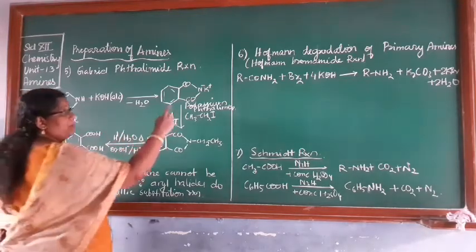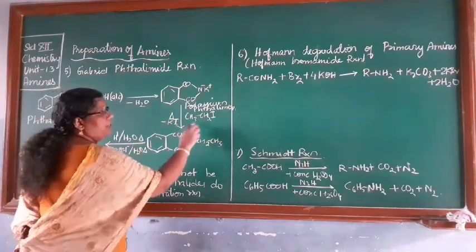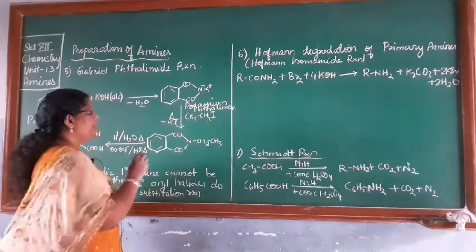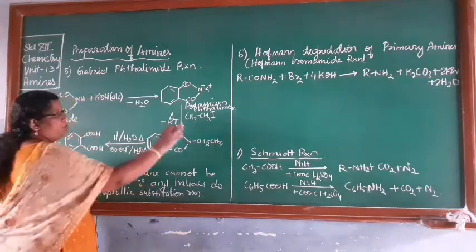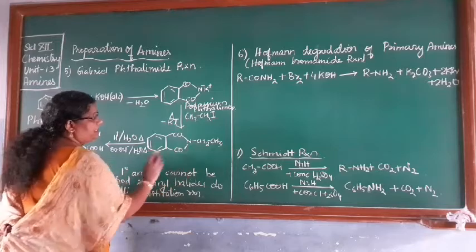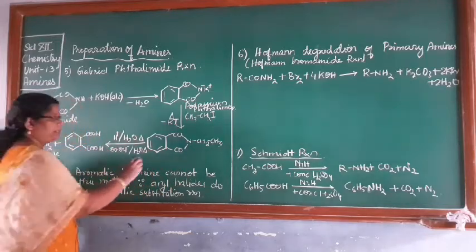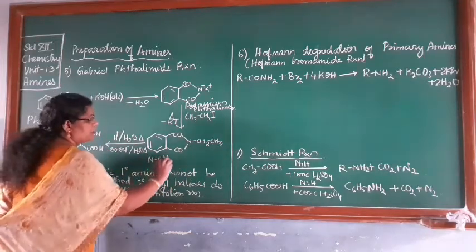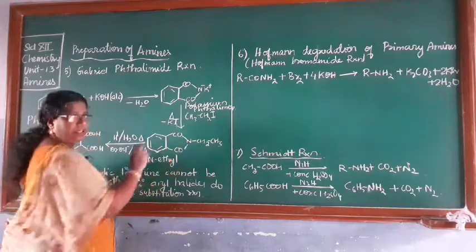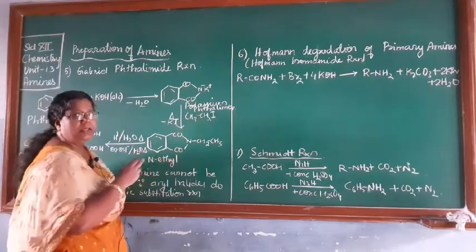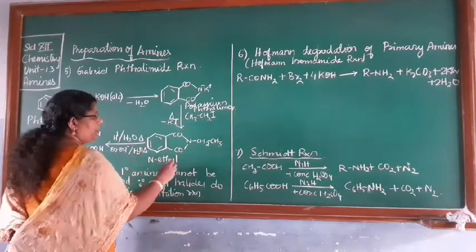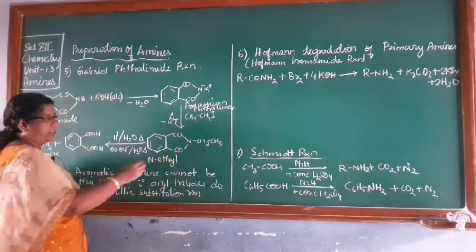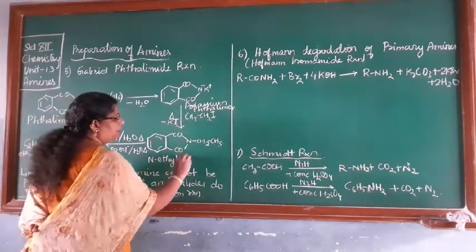This potassium phthalimide salt, you treat it with an alkyl halide, okay? Heat it. So what do we get? We get N-ethyl phthalimide. Okay, what is this? This is N-ethyl because we have taken ethyl here. If you had taken some other alkyl chain, then if it was methyl you would have got N-methyl. Okay, so N-ethyl phthalimide.